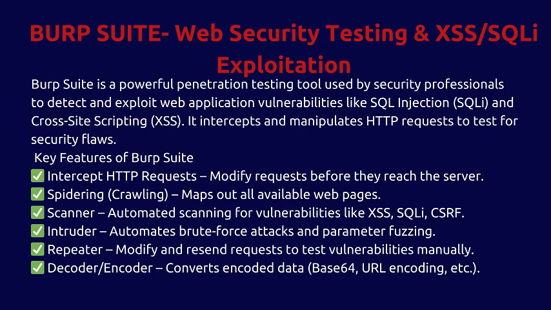Next on the features of Burp Suite is the intruder, which automates brute force attacks and parameter fuzzing. It has the repeater, which modifies and resends requests to test vulnerabilities manually. Then we have the decoder and encoder, which converts encoded data like base 64, URL encoding, etc.